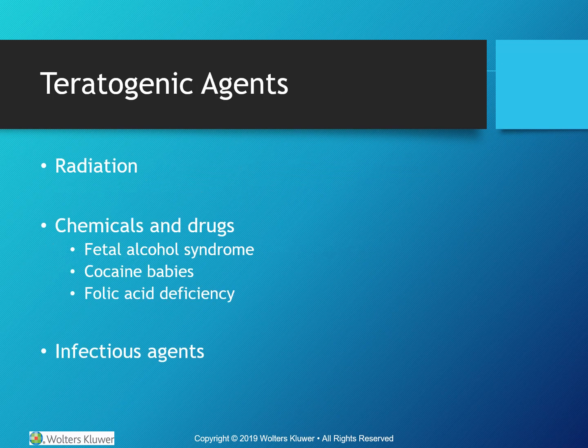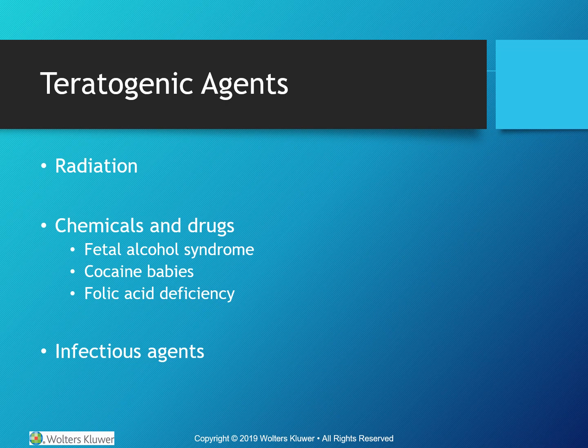When we talk about radiation, heavy doses of ionizing radiation are teratogenic and mutagenic. They have the capacity to affect inheritable change in genetic materials. We know that radiation has been shown to cause microcephaly, skeletal malformations, and mental retardation.